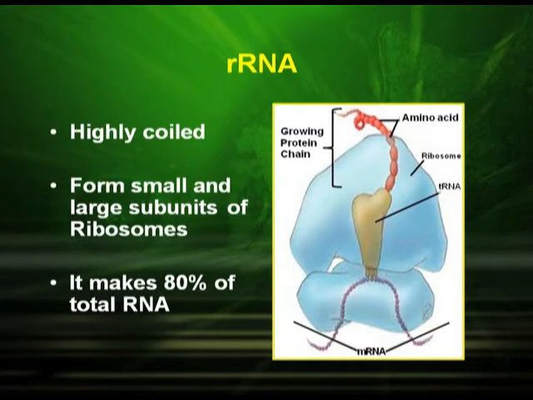The next important RNA is rRNA, that is called ribosomal RNA. This is highly coiled. It forms the small and large subunits of ribosomes and it makes 80% of total RNA. The picture clearly shows a small subunit and a large subunit.